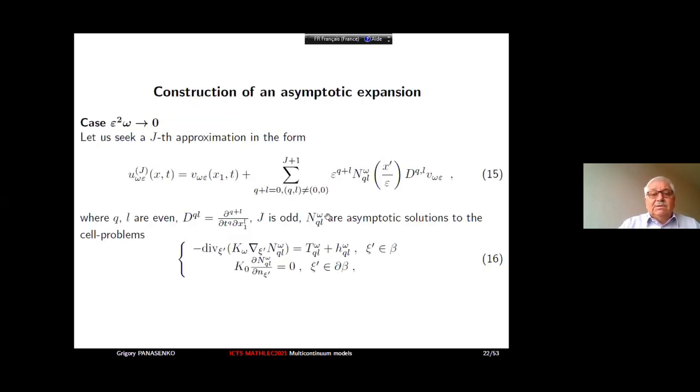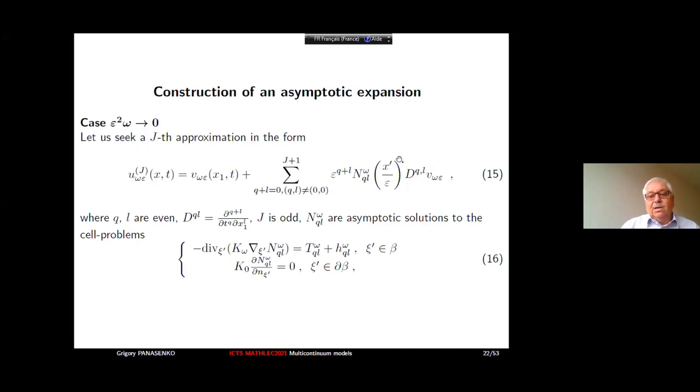Now, several words about the construction of asymptotic expansion. As I've told, I used the asymptotic expansions approach. In this approach, you always need a conjecture that shows you the form, the ansatz, of the asymptotic approximation which you have to seek. If this conjecture is done, then the procedure is relatively not too complicated.